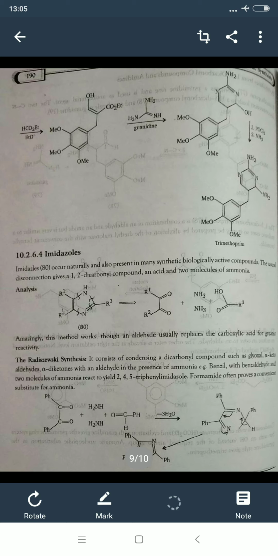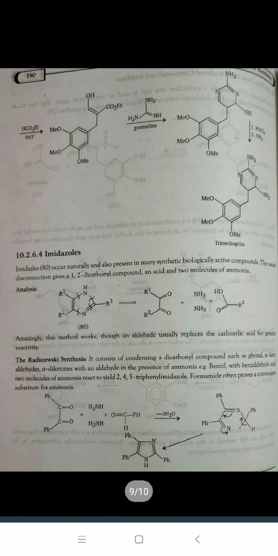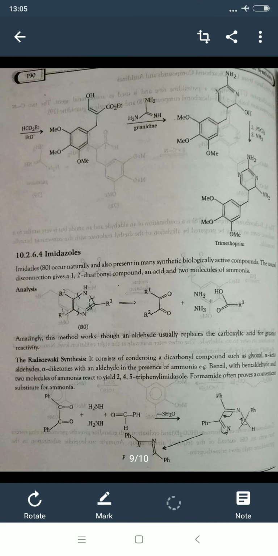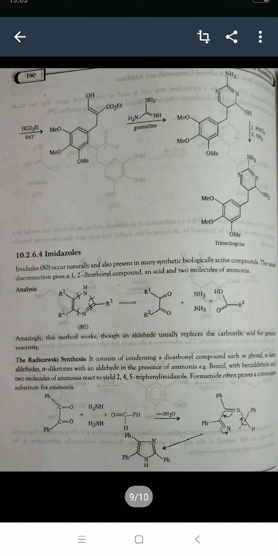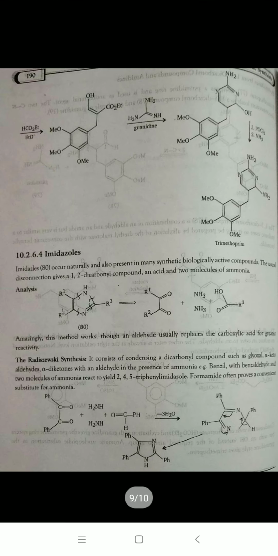Next is imidazole. Imidazole 80 occurs naturally and is also present in many synthetic biologically active compounds. The usual disconnection gives the 1,2-dicarbonyl compound, an acid and 2 molecules of ammonia. So here the C-N disconnection gives the 1,2-diketone, a dicarbonyl compound, and 2 molecules of ammonia and an acid molecule. Amazingly, this method works; an aldehyde usually replaces the carboxylic acid for greater reactivity.